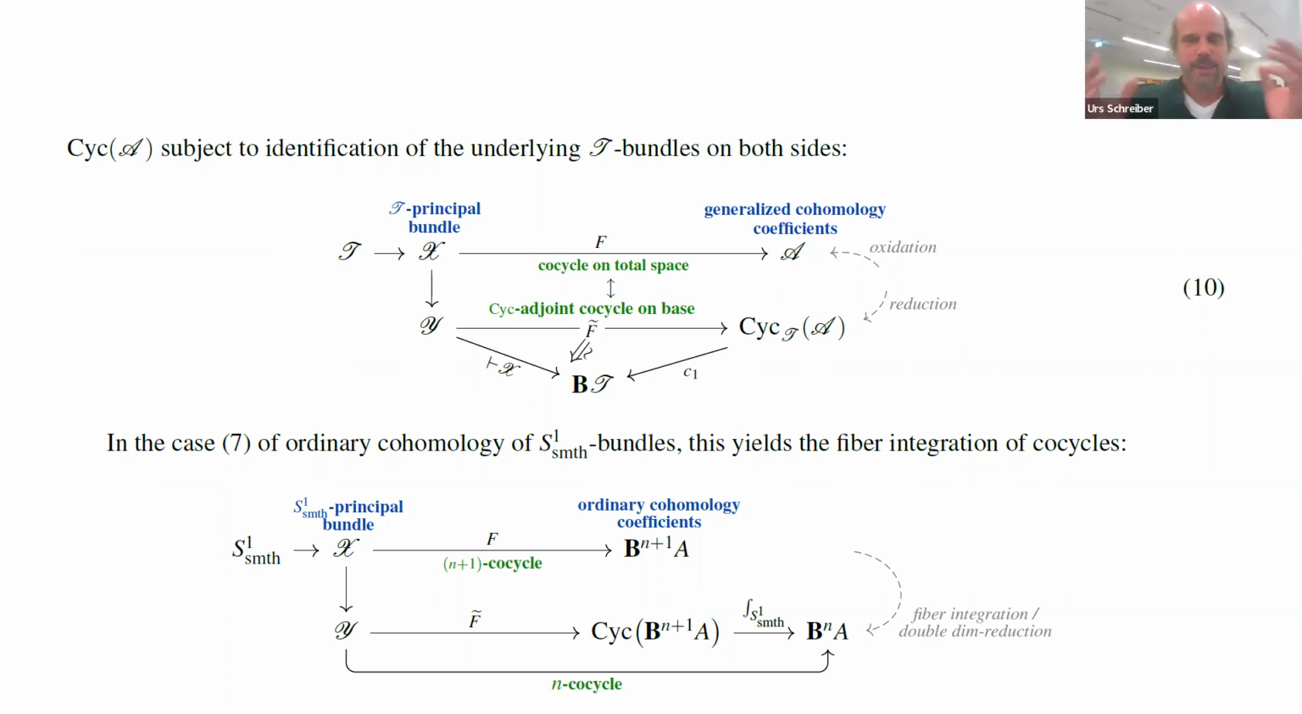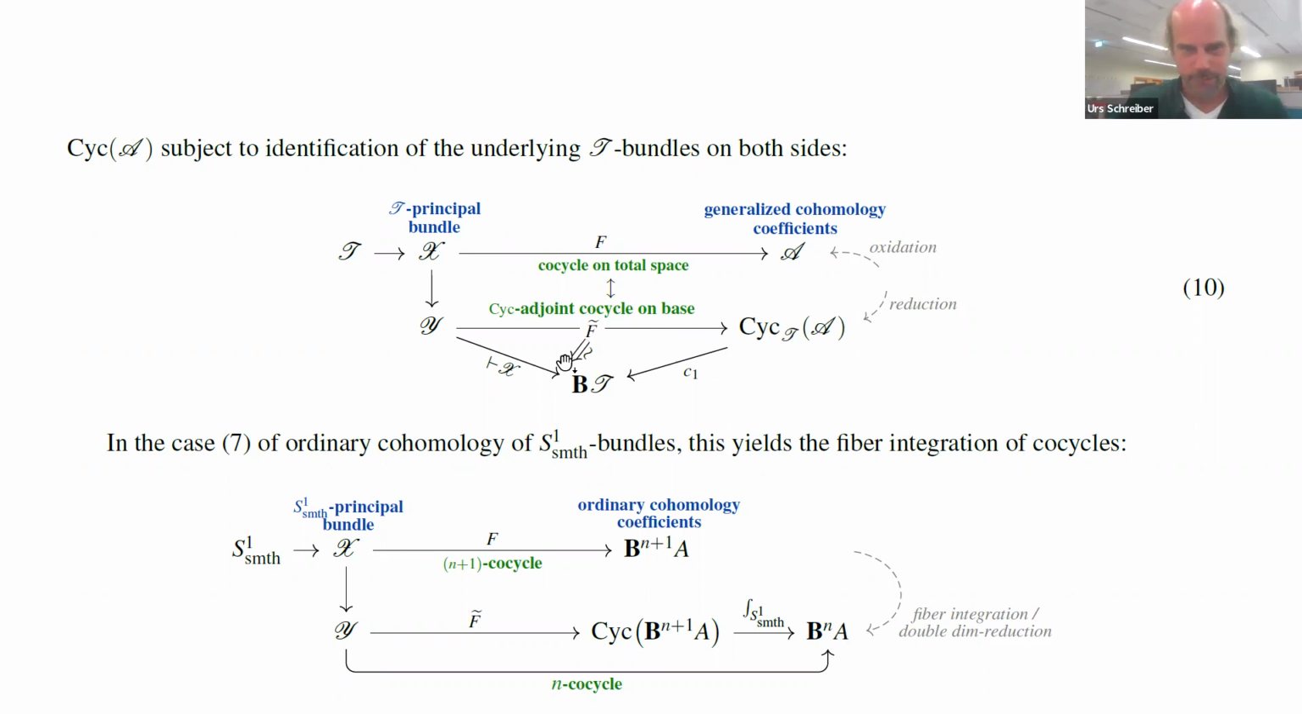And the curious thing here is that by the nature of adjunctions, this goes both ways. It says these maps are actually equivalent to these. So the collection of these is equivalent to the collection of those. That means you can go back and forth. If you have a cocycle here, with coefficients in the cyclification, you can recover from it the principal bundle and the cocycle.